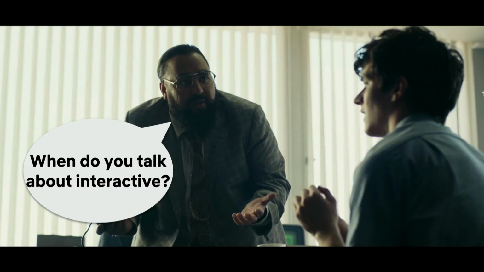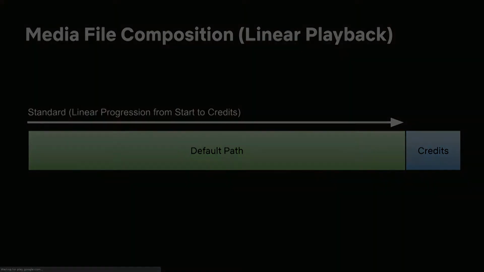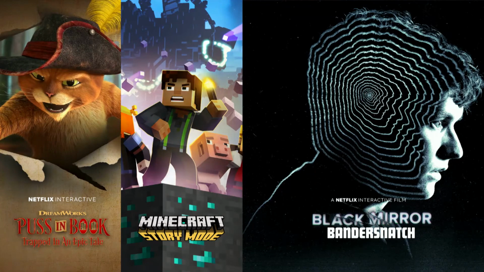Okay, let's take a look at the content within these streams. First, a standard title on Netflix, where there is only a default path, is laid out like this, with a simple instruction to the player. Start at frame 0 and play every subsequent frame until you run out, with some exceptions around introduction and credit sequences. As Eric mentioned, Puss in Book was our first official branching narrative title.